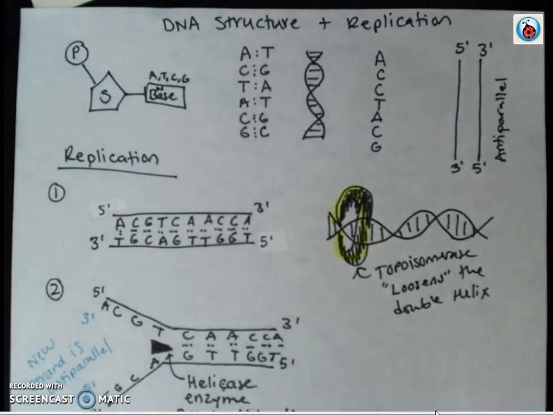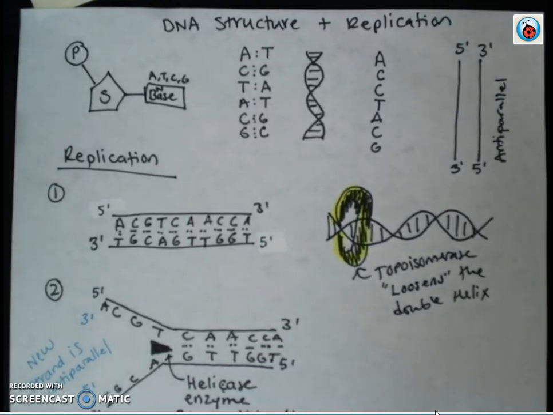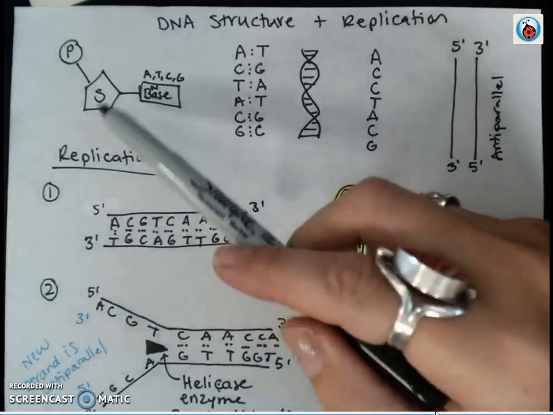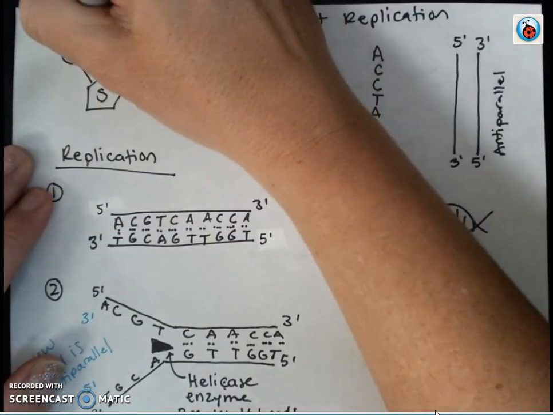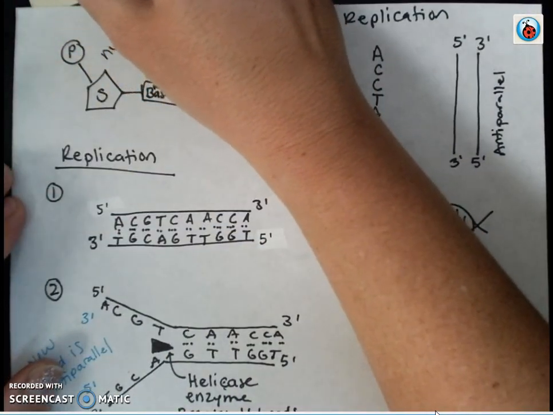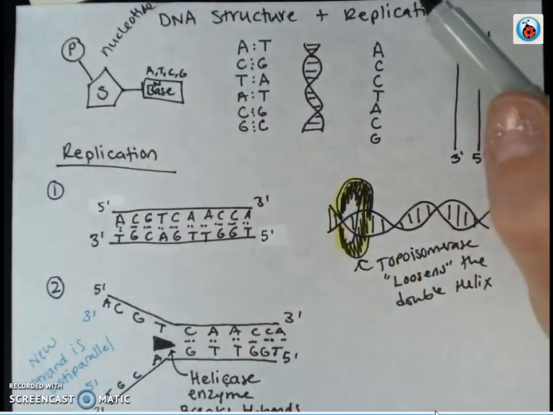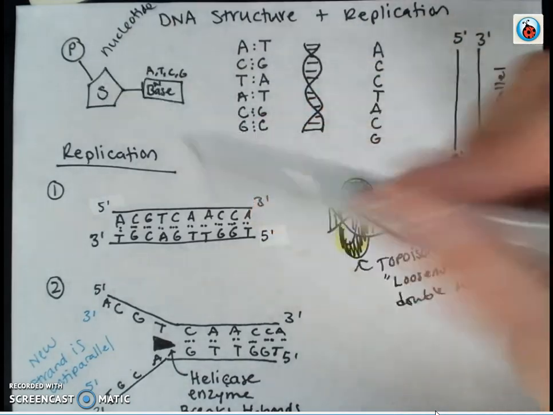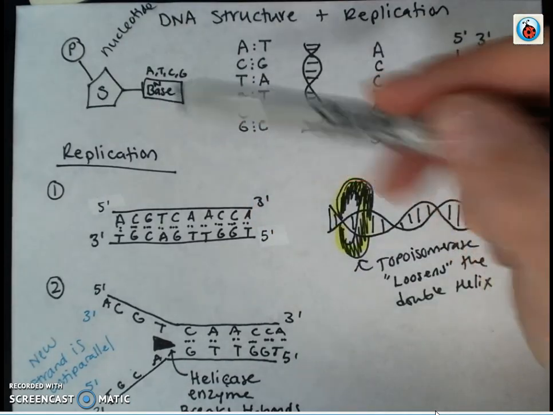So in this video, we're going to look at DNA structure and how DNA replicates. First, we need to know that DNA is made out of repeating nucleotides. So this structure here is called a nucleotide, and it has three parts. It has a negatively charged phosphate group, a sugar called deoxyribose, and a nitrogen base.